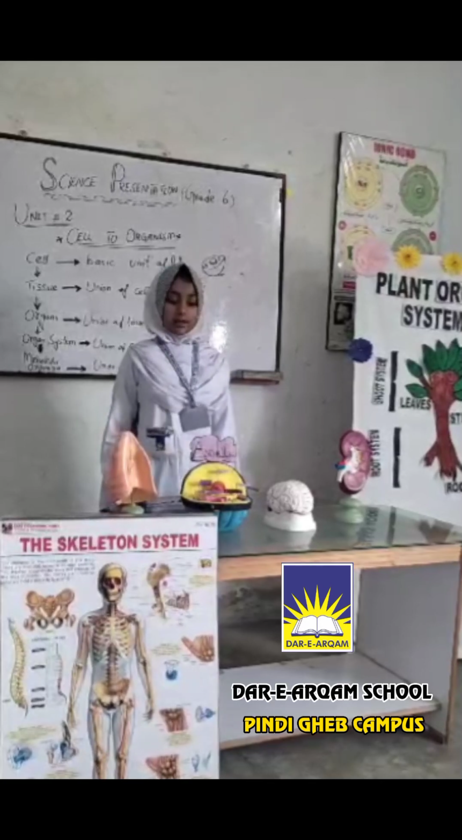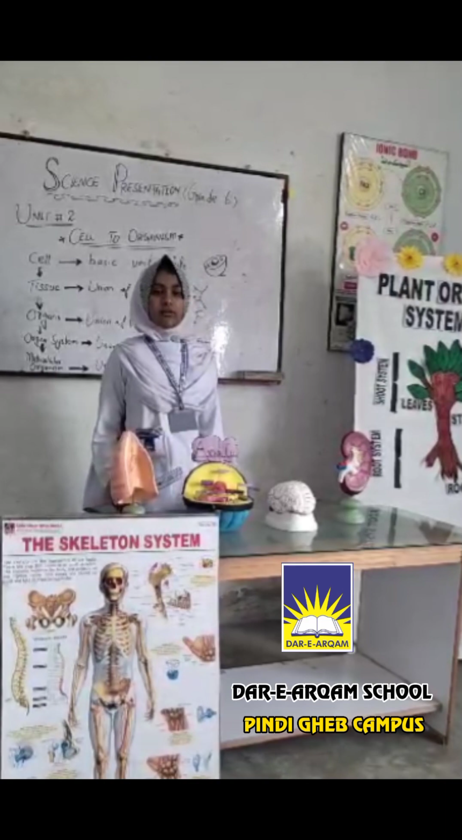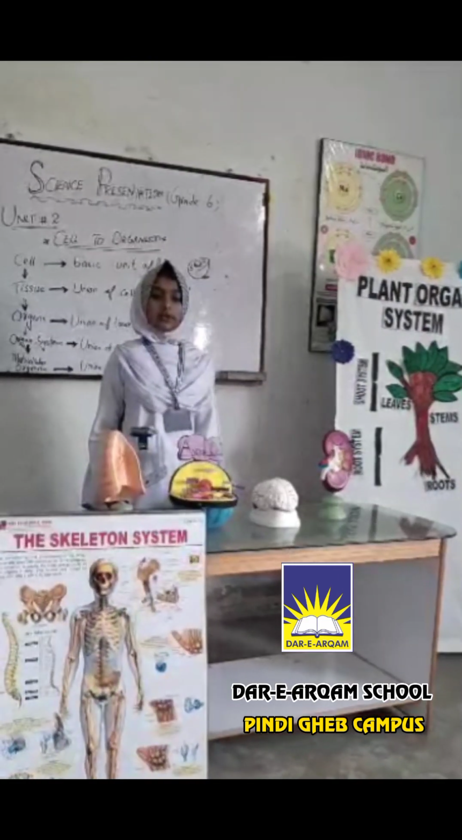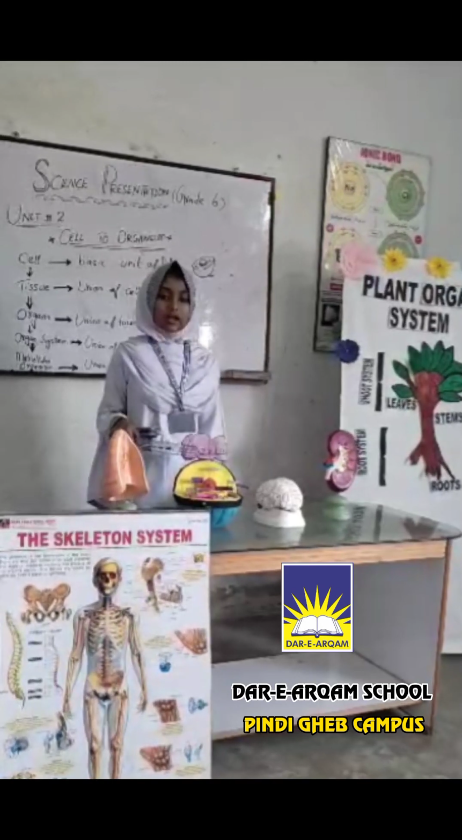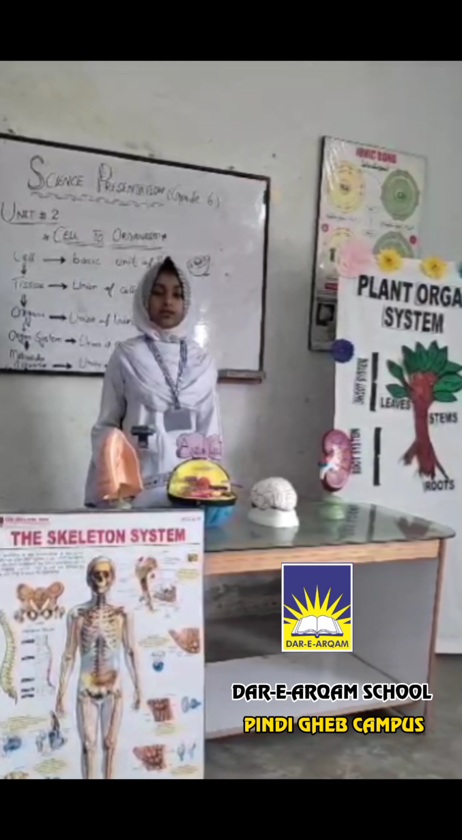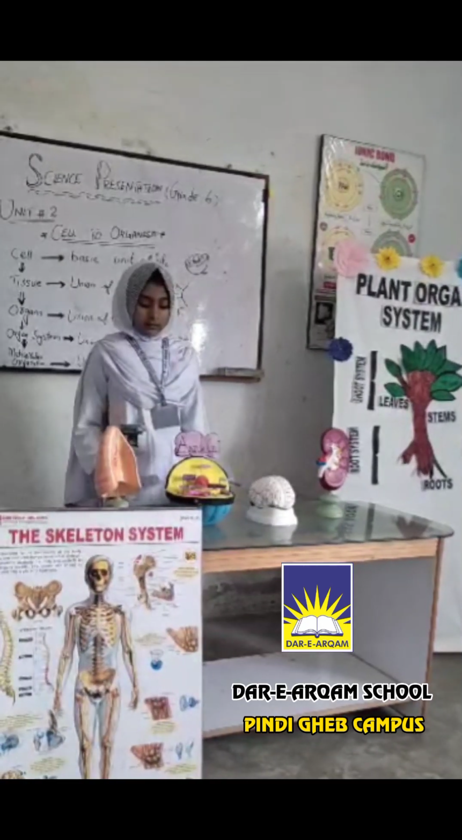Let me explain them. Here you are seeing the model of an animal cell. In a multicellular organism, cells have many small subunits. These subunits are called organelles. Organelles are very important for cells because they perform various useful tasks. We have shown these organelles in this model.